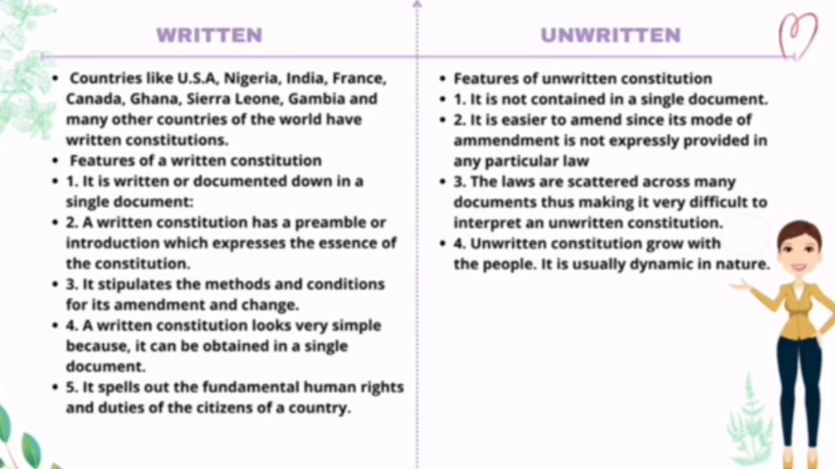A written constitution looks very simple because it can be obtained in a single document. And the last one is that it spells out the fundamental human rights and duties of the citizens of a country. Obviously, an unwritten constitution is not contained in a single document. It is easier to amend since its mode of amendment is not expressly provided in any particular law. The laws are scattered across many documents, thus making it very difficult to interpret an unwritten constitution. And the last one is that an unwritten constitution grows with the people. It is usually dynamic in nature.